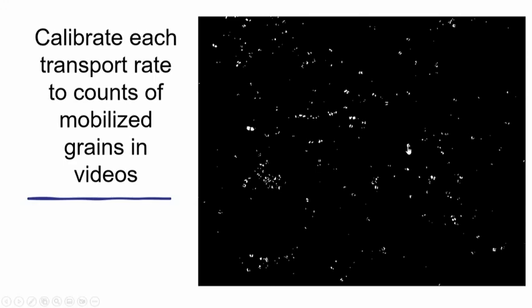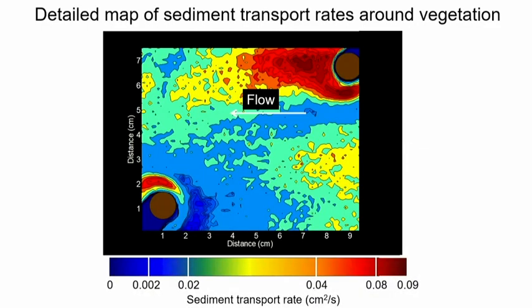So once we've calibrated this, then we have measurements from the video and our little grain counts. We can then get a map of sediment transport everywhere in the flume, which is what's shown here, where the brown circles are the cylinders, and then flow is from right to left, and high transport is in red, low transport is in blue, and what you'll note is, just like you saw in the video, we have high transport immediately around those cylinders and downstream of them, low transport in the area in between them.